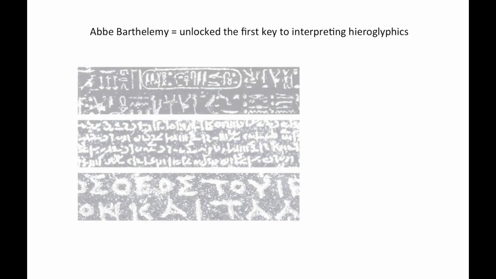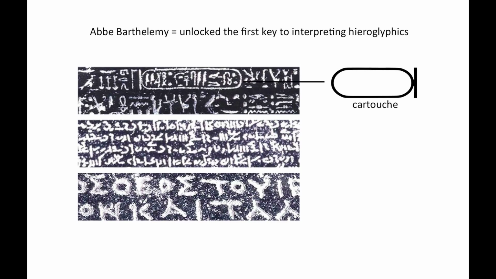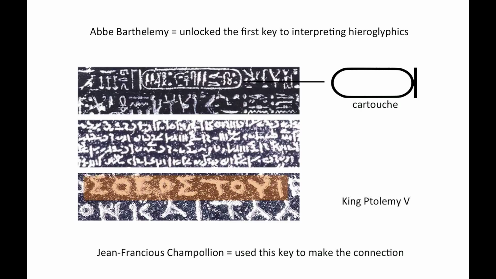A. Barthélemy was the first historian to unlock an important key to interpreting Egyptian writing. Barthélemy proposed that the names of kings were enclosed in circles he called cartouches. Jean-François Champollion used this key and his understanding of Demotic and Greek script to deduce that if the Greek text mentioned King Ptolemy V, then the hieroglyphic signs contained in the cartouche ought to be a transcription of an Egyptian ruler's name.